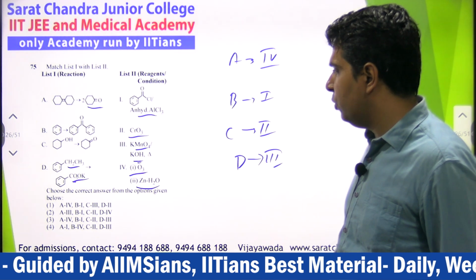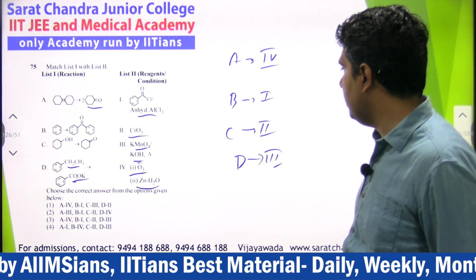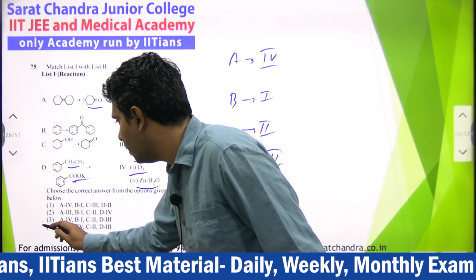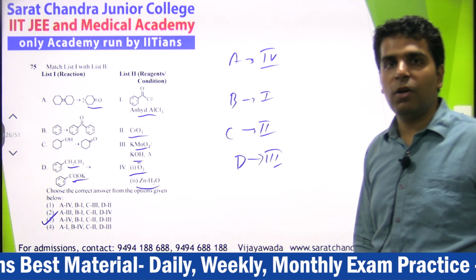So A is corresponding to 4, B is corresponding to 1, C is corresponding to 2, and D is corresponding to 3. So the third option is the answer.